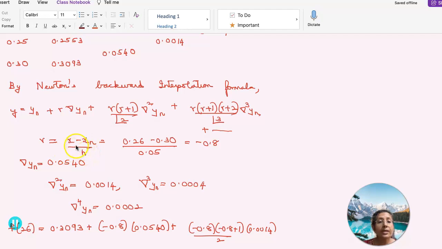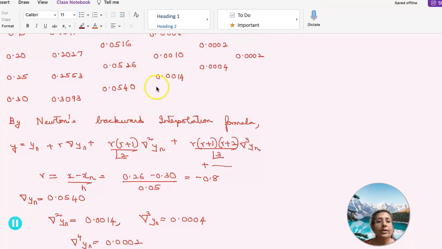We have to find tan 0.26. So x is 0.26, xn is 0.30, the final value, and the difference h is 0.05. So you get r as (0.26 minus 0.30) by 0.05, which is minus 0.8. So your del yn is 0.0540. Again, if you look at del squared yn, it will be 0.0014. Del cubed yn is 0.0004. And what is del raised to 4 yn?